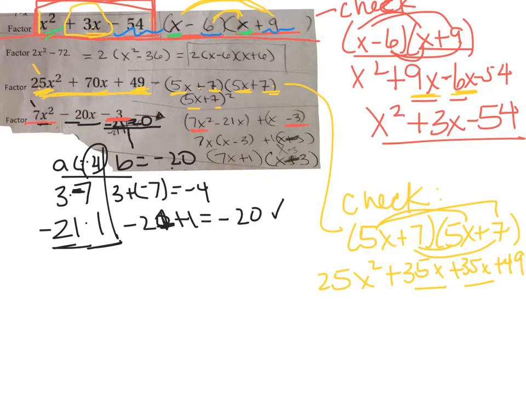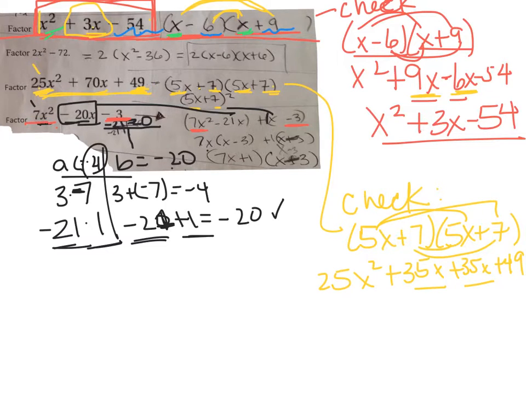What you're going to do, though, is split up your middle term. Your negative 20x now becomes negative 21x and positive 1x. And that came directly from your factors. And then once you have 4 terms, we know every time we have 4 terms, we want to factor by grouping. And so 7x squared minus 21x, the 7x comes out.